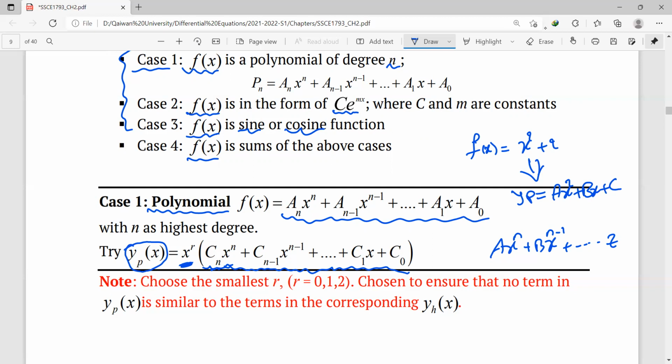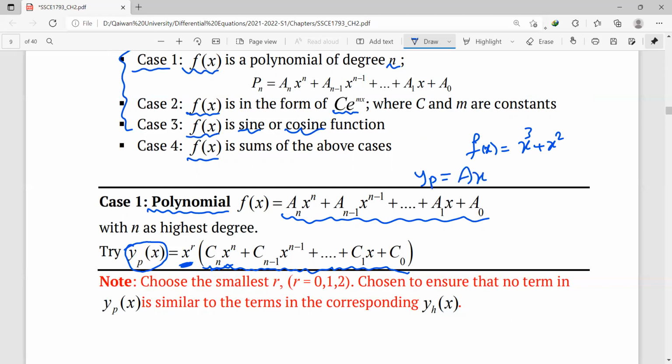So what if we have, let's say, only x cubed plus x squared? This is a polynomial of degree 3. So you write down YP as a x cubed plus b x squared plus cx plus d. Okay, we write down the general form of the polynomial to the same degree as f of x.